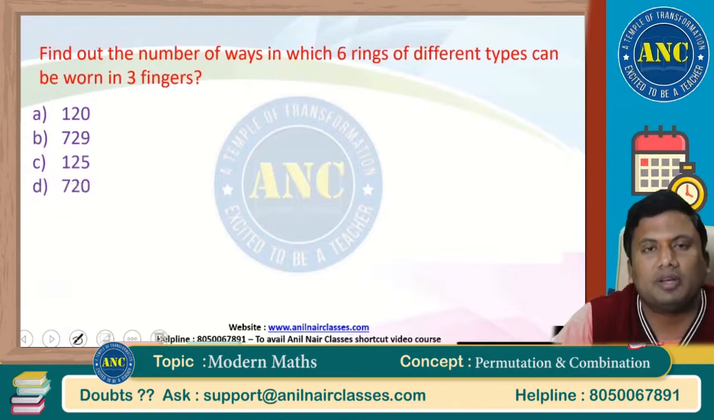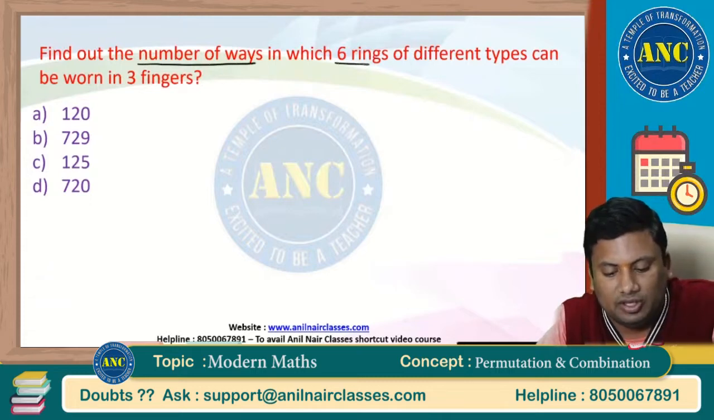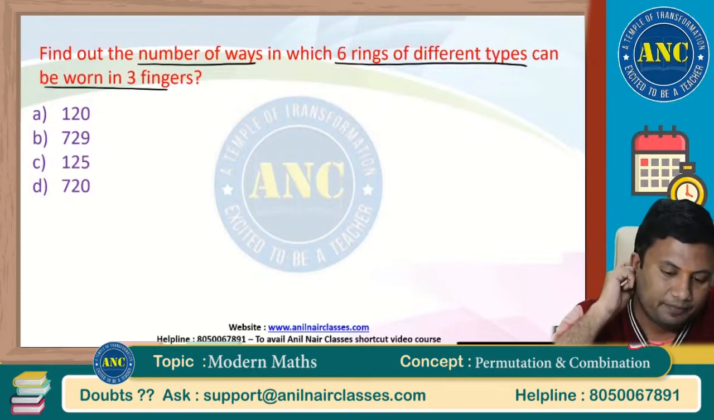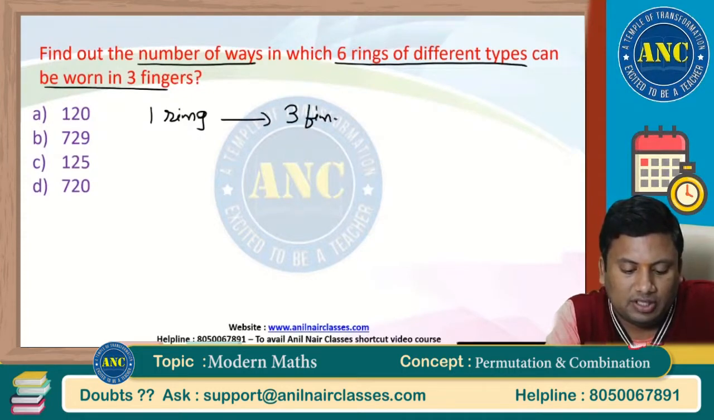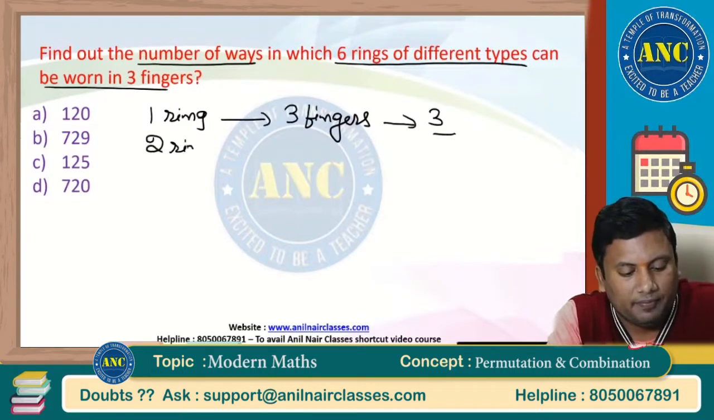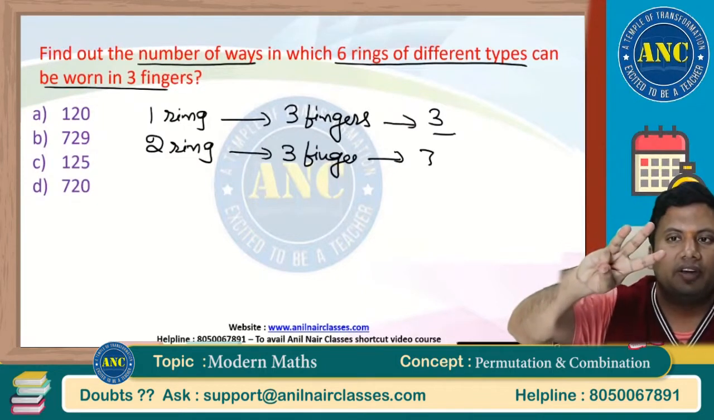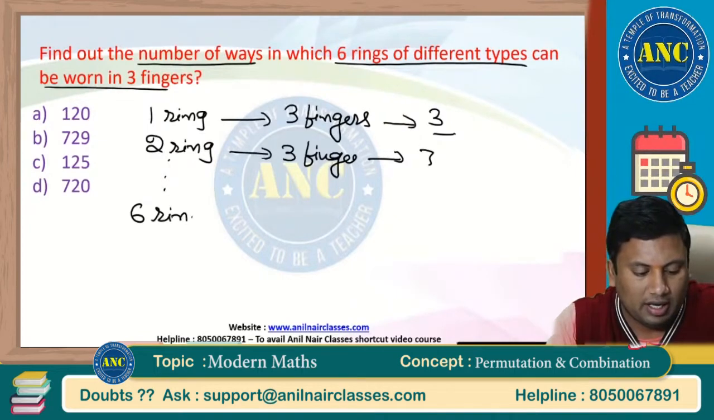Next one: half of the problem is solved if you read the question properly. Find the number of ways in which 6 rings can be worn in 3 fingers. First ring can come in any of the 3 fingers in 3 ways. Second ring can come in any of the 3 fingers in 3 ways. Each ring can come in any of the 3 fingers. Similarly, 6 rings can come in any of the 3 fingers.